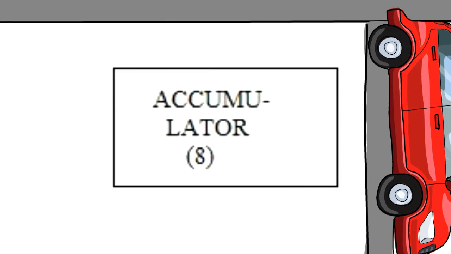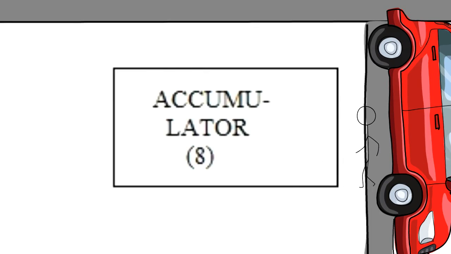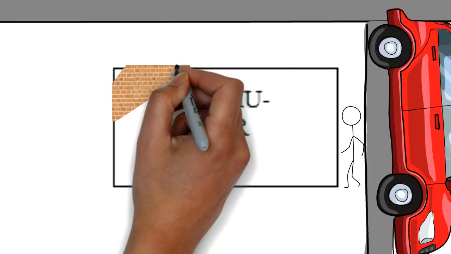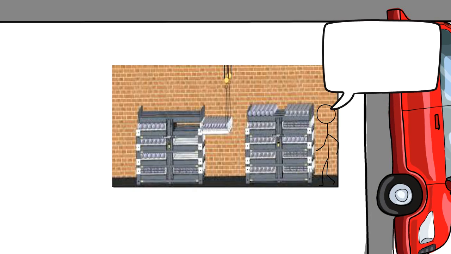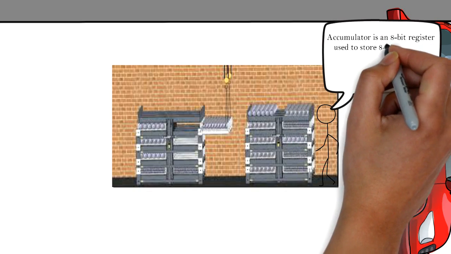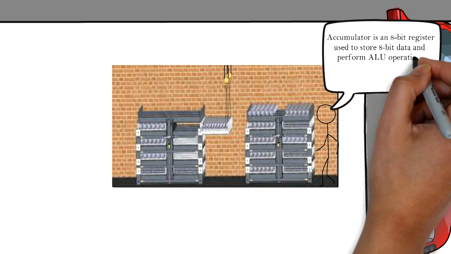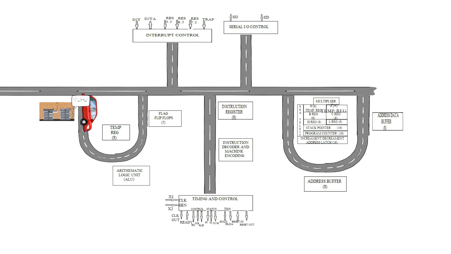First of all, we'll take you inside the accumulator, an imperative unit. Here, in the accumulator, we have placed some racks inside in order to show its resemblance with its functioning. Accumulator is an 8-bit register which is used to store 8-bit data and perform the ALU operations. Now, let's move on to the next.